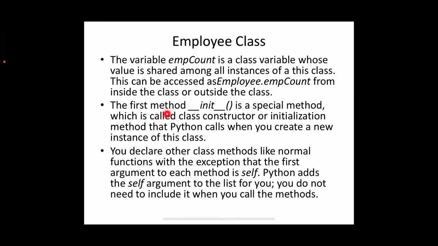The first method, __init__, is a special method called the class constructor or initialization method, that Python calls when you create a new instance of this class. You declare other class methods like normal functions, with the exception that the first argument to each method is self. Python adds the self argument to the list for you. You do not need to include it when you call the method. At the time of calling, we specify the other arguments only.